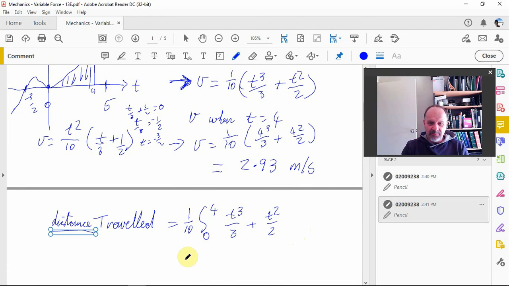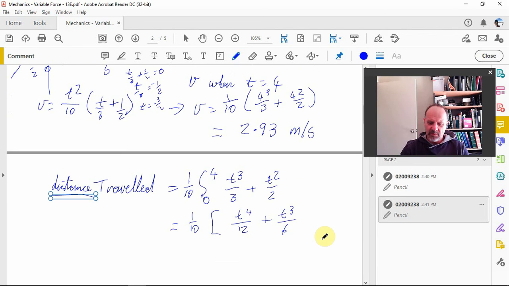Alright, so what are we going to do then? We're going to go 1/10 of t to the 4 on 12 plus t cubed on 6. Remember, increase the power by 1, divide by the new power, and we've already got numbers down there, so we need to multiply them together. And then we'll go 0 to 4 of that.